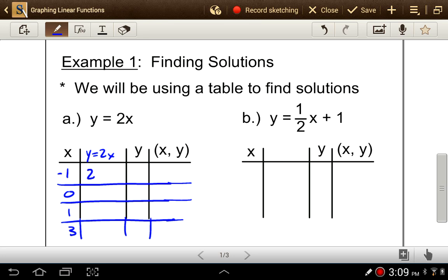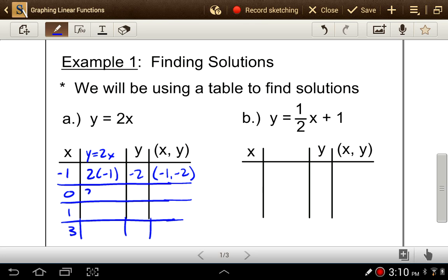So this first one I'm going to do 2 times negative 1. 2 times negative 1 is negative 2. So my ordered pair is made up of my x value, negative 1, and my y value, negative 2. So my ordered pair is negative 1, negative 2. So the middle section here helps me find my ordered pair. That is my solution. Okay, I'm going to find more.